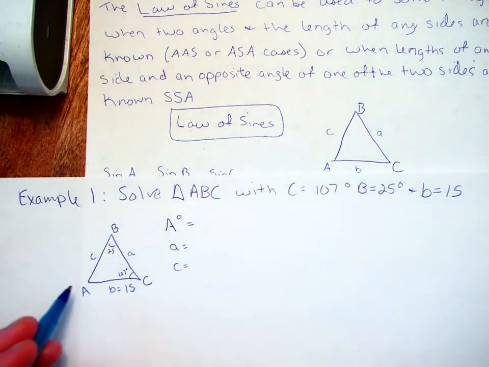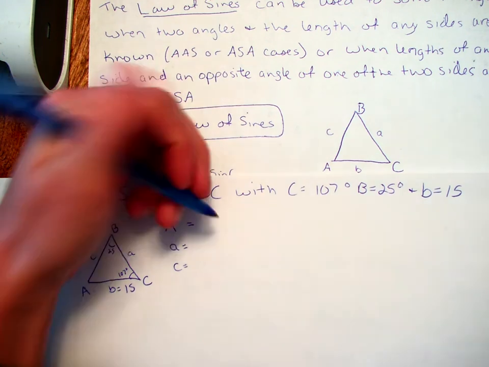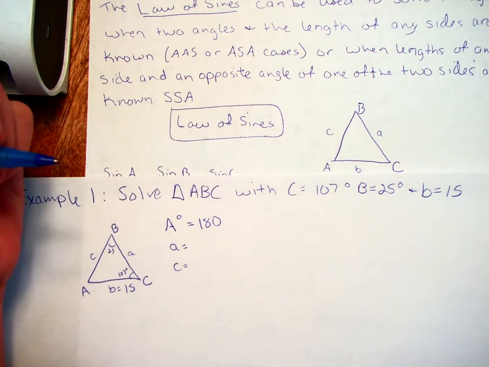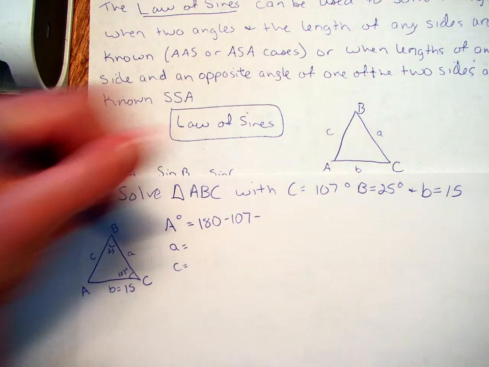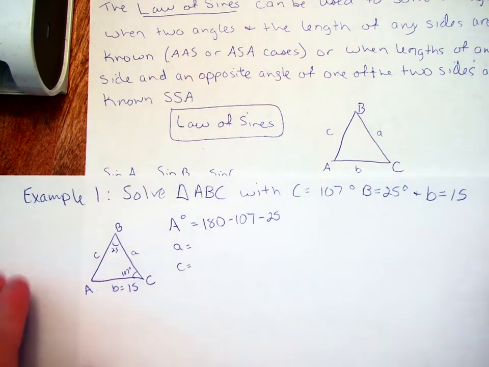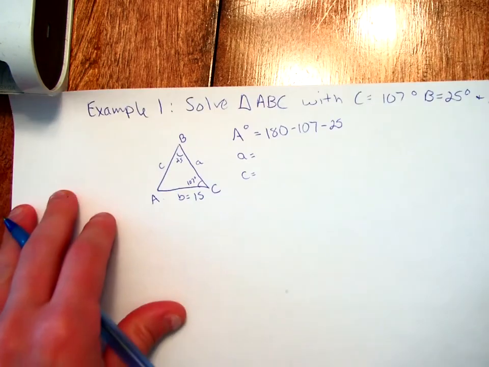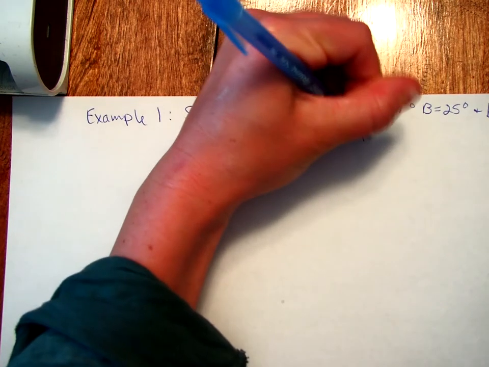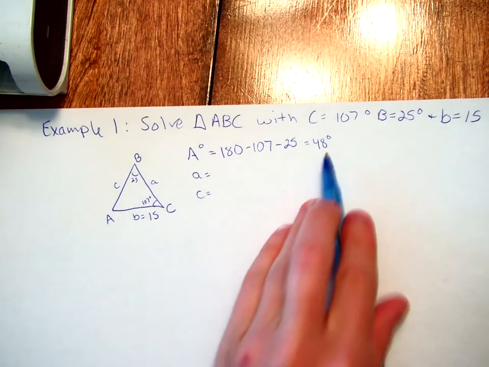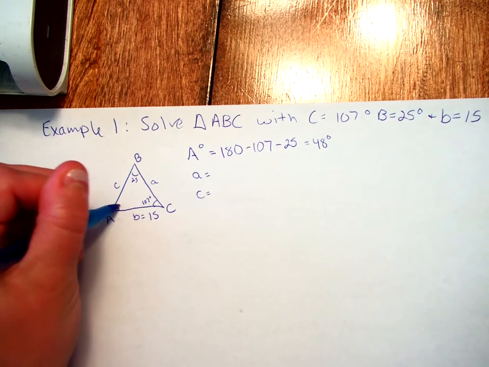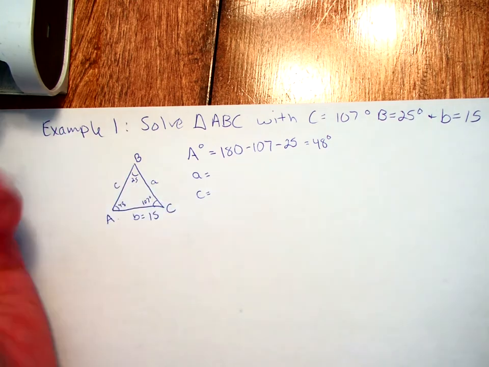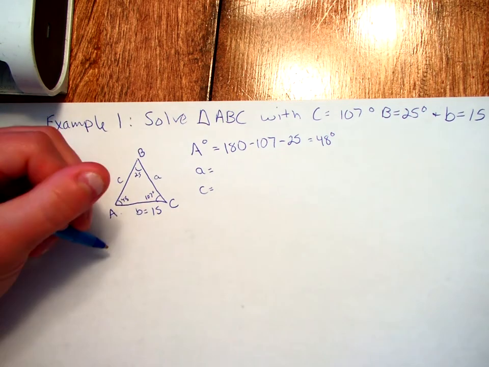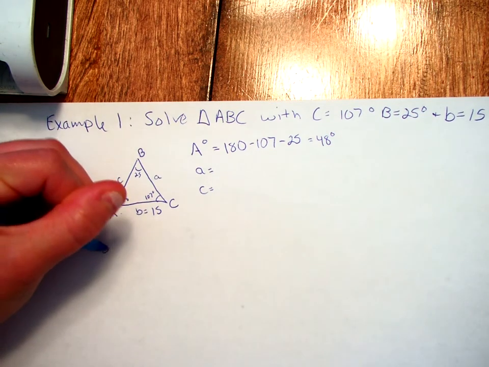So let's get the easiest one out first, angle A. Remember from, I believe, 9.1, every triangle is made up of 180 degrees. So 180 minus 107 minus 25 gives me my angle of 48. So we now know that angle A is 48 degrees, if you want to fill that in. To find both of your sides, you need to use that new formula.